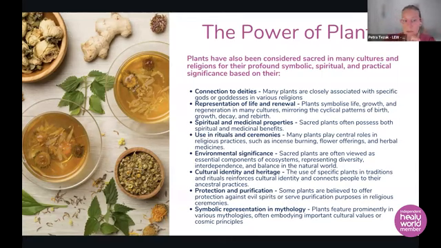They also connect to the representation of life and renewal. Plants do renew our bodies. Their purpose is to heal and regenerate. Plants symbolize life, growth, and regeneration, and in many cultures they mirror the cyclical patterns of birth, growth, decay, and rebirth. It's the cycle of life that we live. And like seasons in certain countries in the world, they also signify that.